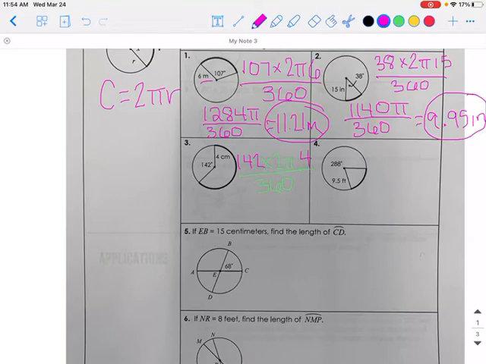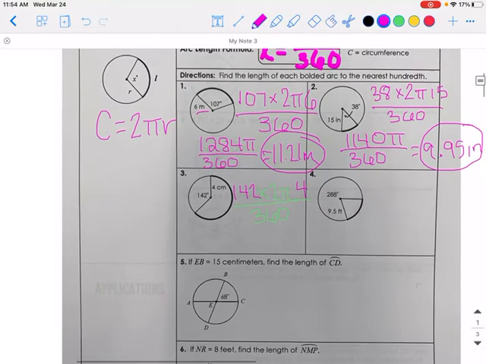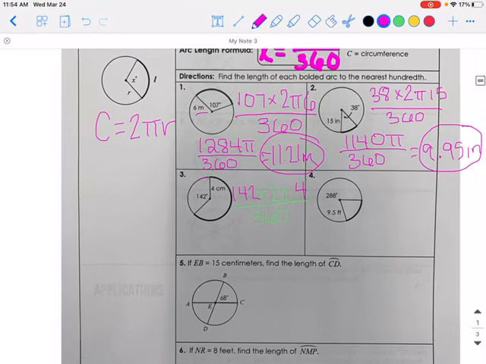Oh, I had just noticed I made a mistake. The directions were for the bolded arc, and that is not the bolded arc 142. So we are actually going to erase our 142. Oops. Erase a lot of things, apparently. We're just erasing the whole thing. Okay. We're going to start over.